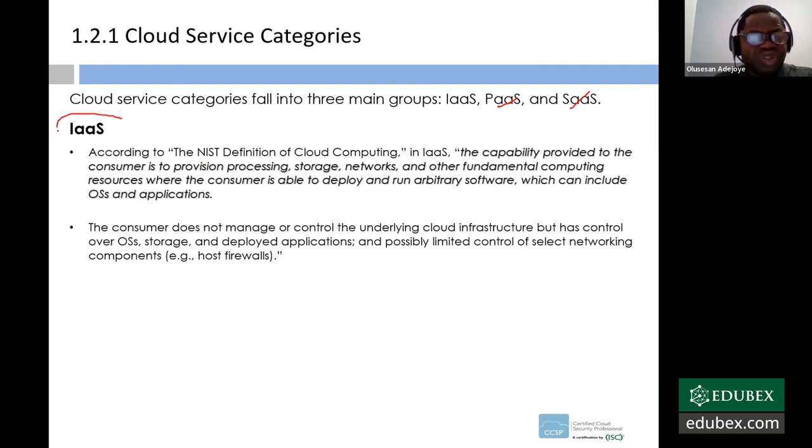Now, based on this NIST definition for infrastructure as a service, this is where the capability is provided to the consumer. In other words, the consumer is given the capability to provision some computing resources. And these computing resources are the storage, they can provision their network, and they can also provision their database. Because they are given the capability, it therefore means I can specify my virtual machines, I can specify my operating system, I can provision my database, I can provision my storage, the storage method I want to use. I can also provision the type of network I want to use. So this is what we call infrastructure as a service.